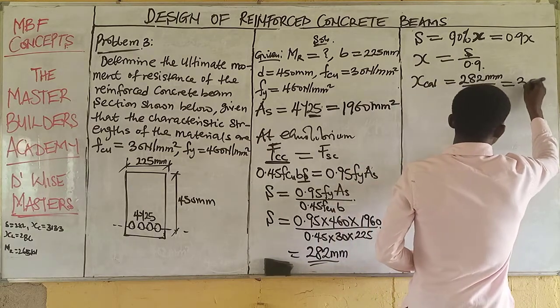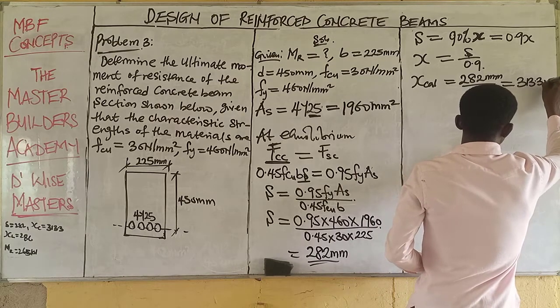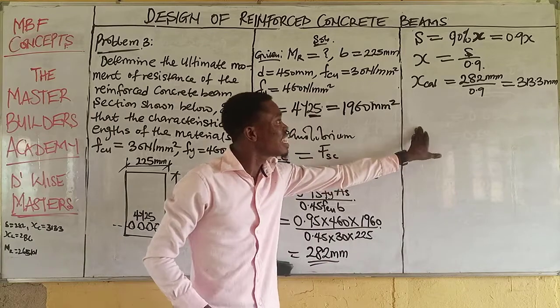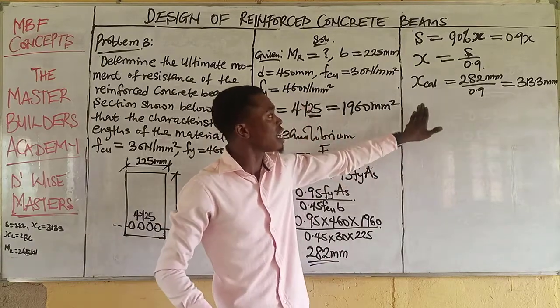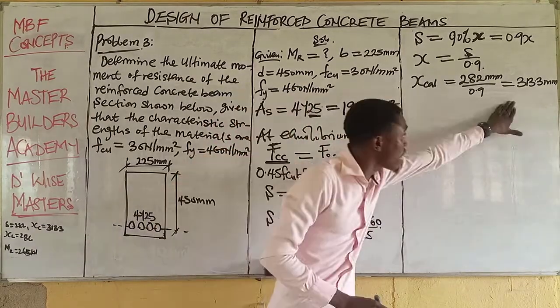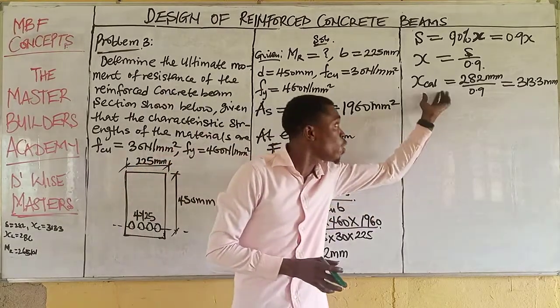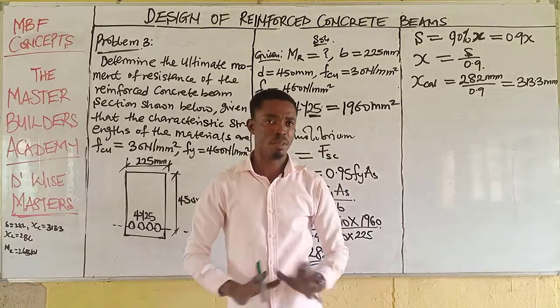And this will have given us 313.3 millimeters. Now we have successfully obtained the neutral depth of concrete based on the dimension of the beam section that we are given. Now the next thing we do is to check this with the limit or the maximum possible.